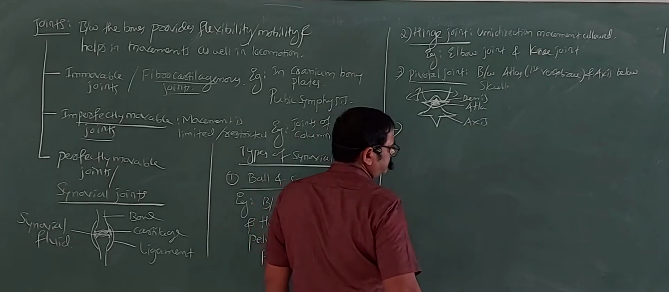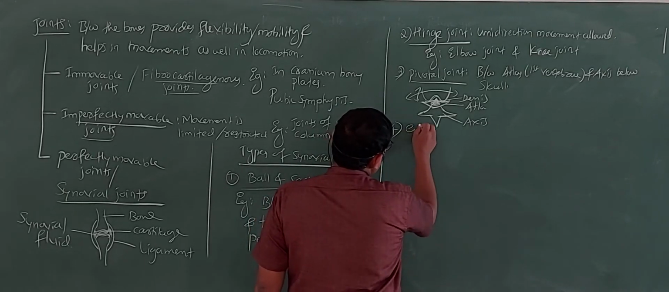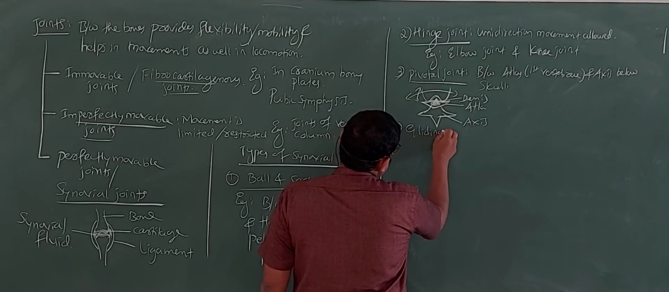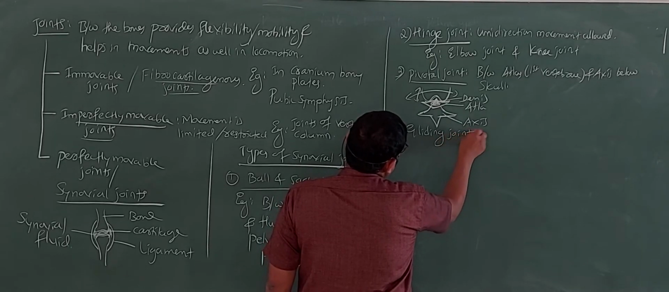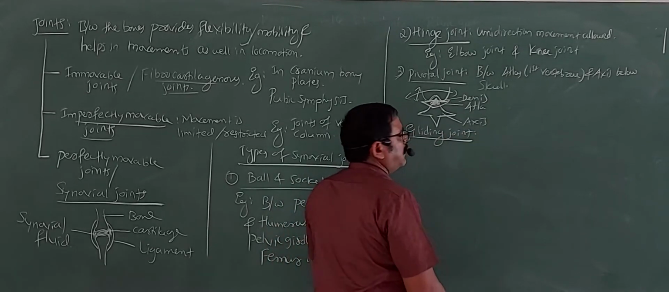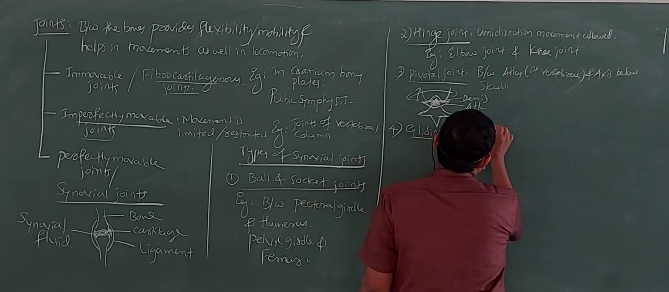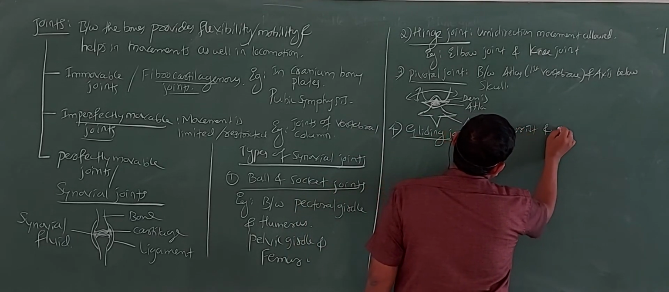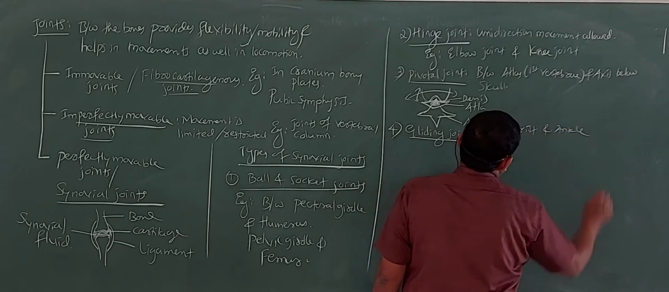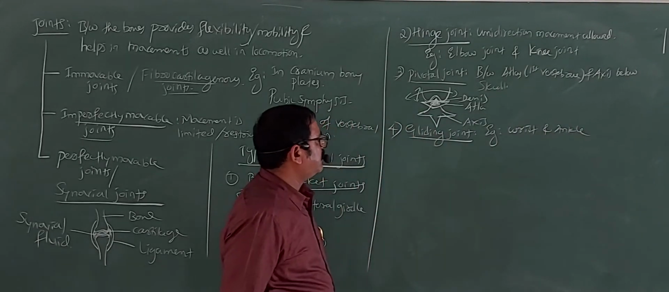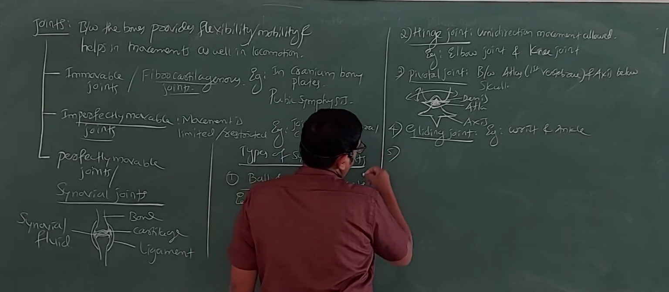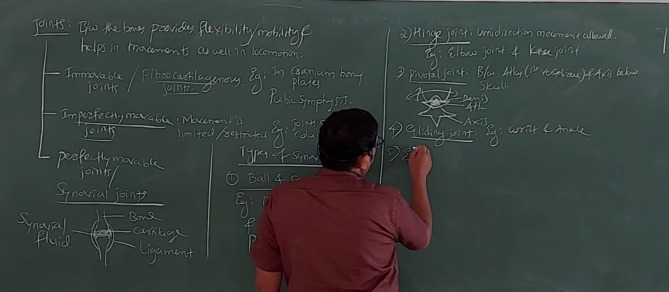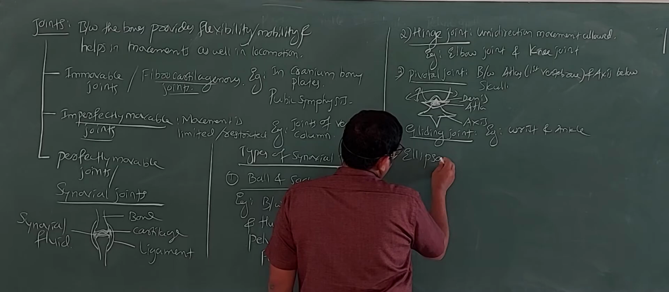Number 4, gliding joint. A gliding joint can be seen in the wrist and ankle. Then number 5 is called the ellipsoidal joint.